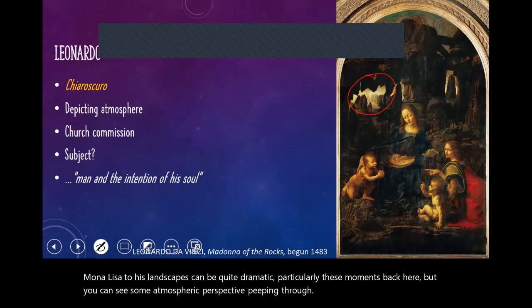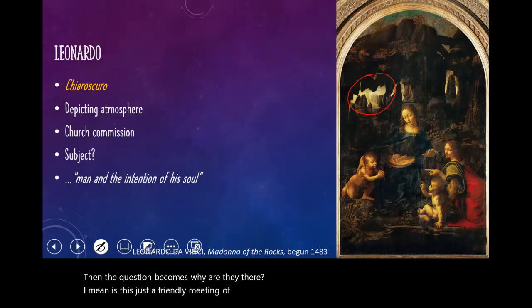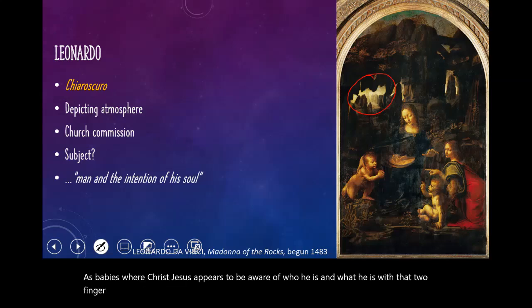Then the question becomes, well, why are they there? I mean, is this just a friendly meeting of cousins as babies, where Christ, Jesus, appears to be aware of who he is and what he is, with that two-fingered gesture of blessing in his right hand, blessing his cousin John?